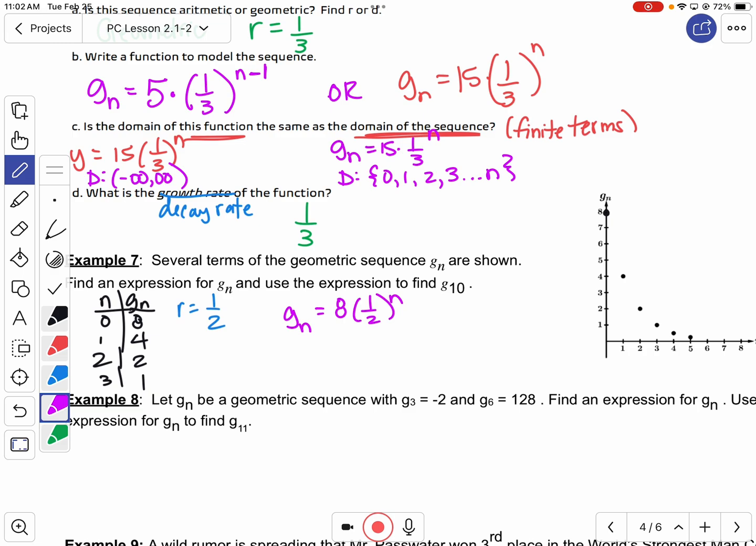And if we want to find the 10th term, we're just going to plug in 10. So 8 times 1/2 to the 10th. Probably get a crazy decimal. Do you know how to change it back to a fraction? How we do that on the calculator? Math, enter. Magic 3, that's what I always call it. If it gives you a decimal, math, enter.